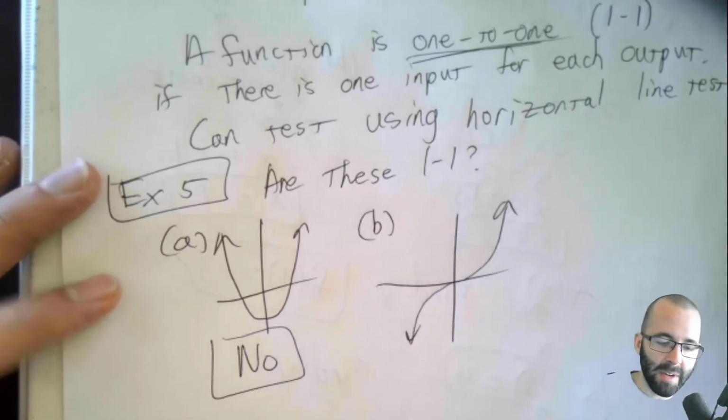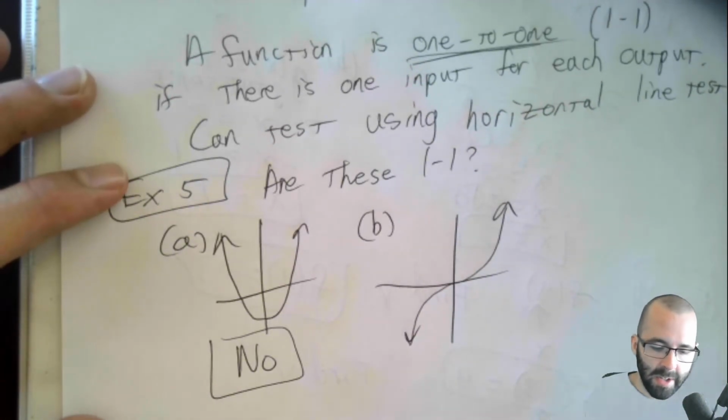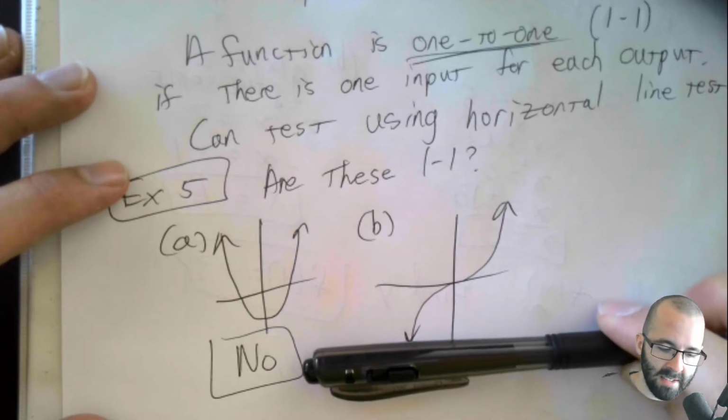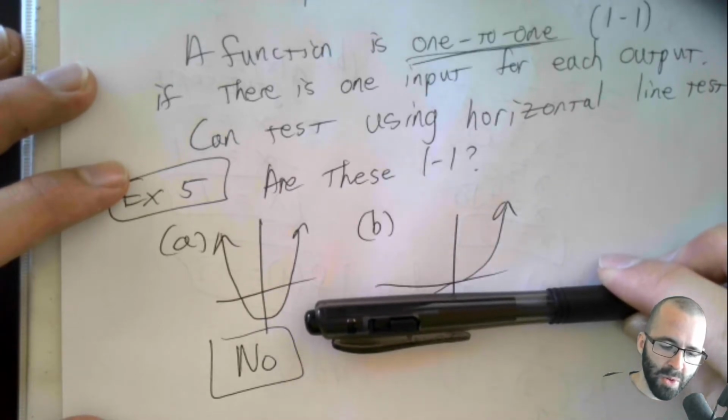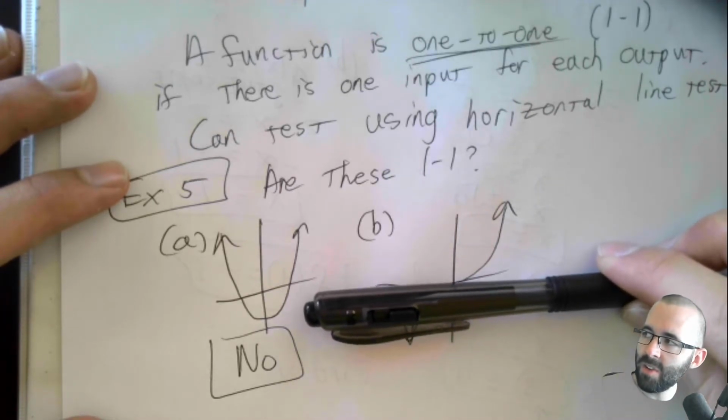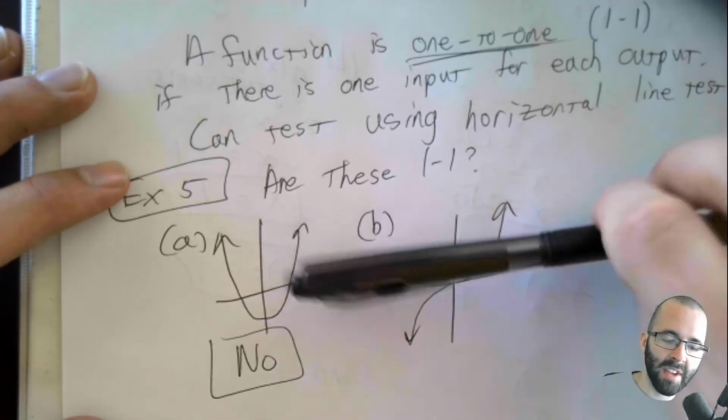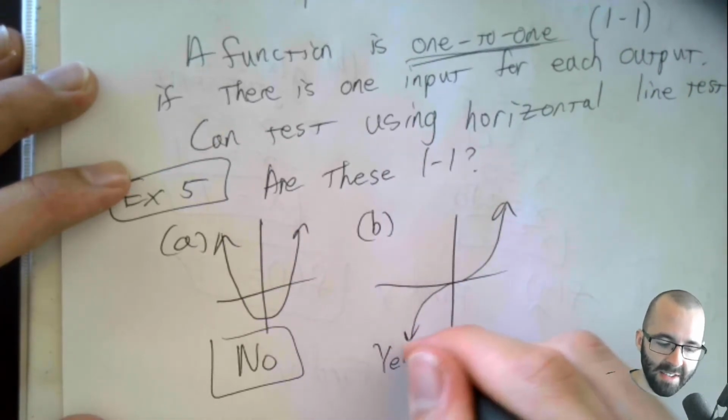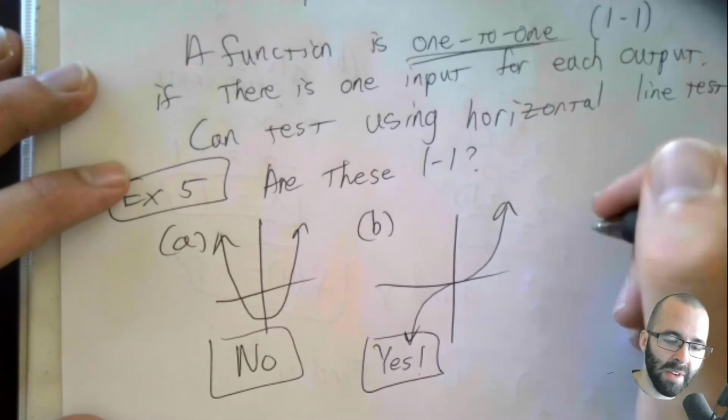This over here is a cubic function. And we say, okay, is this one-to-one? Let's use a horizontal line test. It gets pretty close to flat, but it's still only crossing once everywhere. You'd say, yes, this is a one-to-one function.